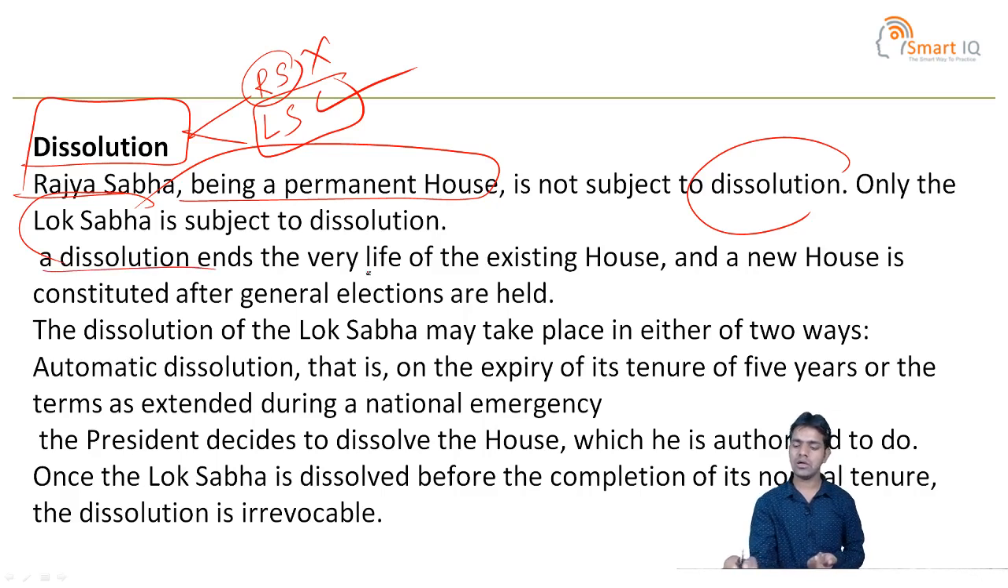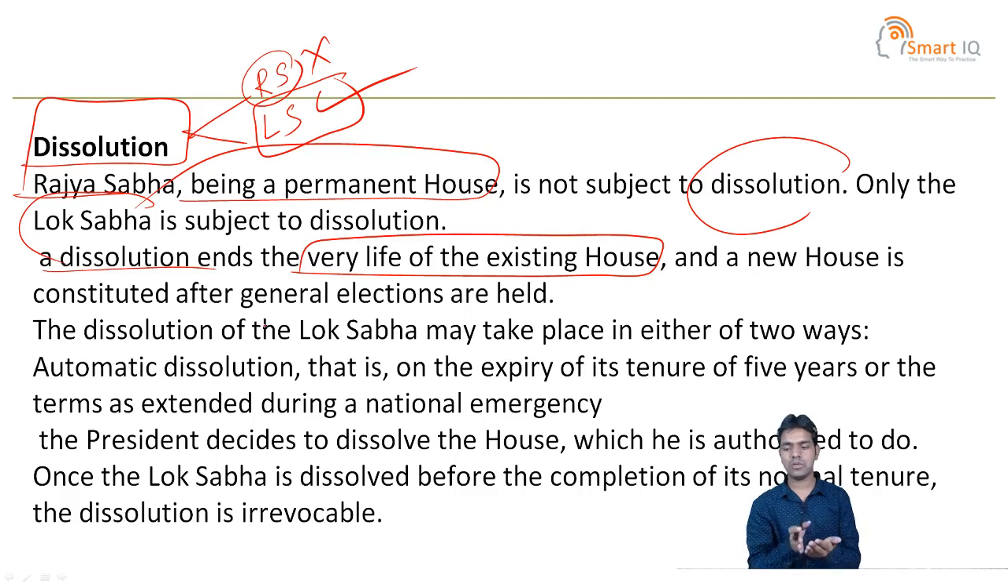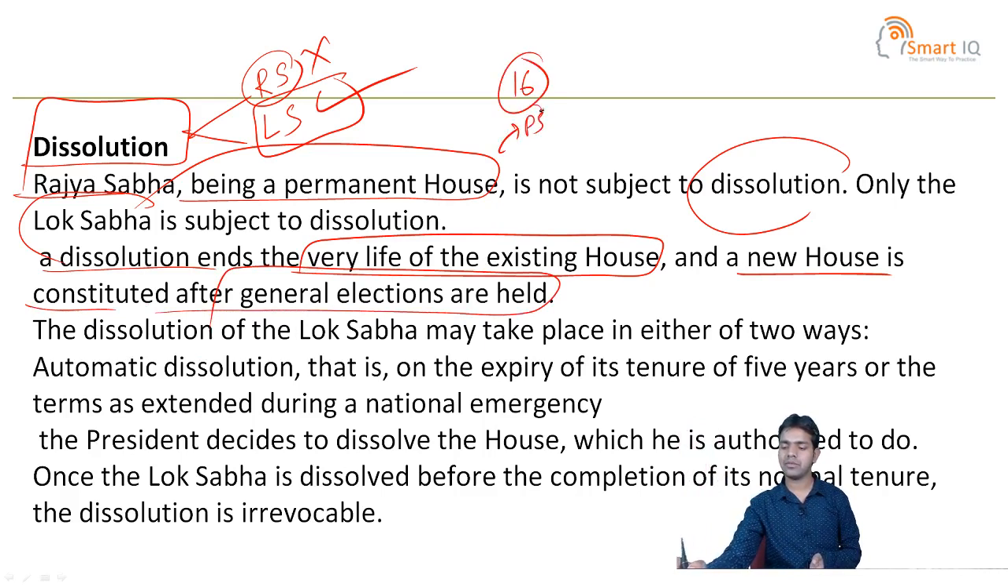The dissolution ends the very life of the existing house. Whenever dissolution takes place, the Lok Sabha ends its life, and a new house is constituted after the general elections are held. For example, if the 16th Lok Sabha is dissolved by the President of India, it cannot continue; the 17th Lok Sabha comes into picture in the Indian government system. The 16th Lok Sabha does not re-enter after dissolution.